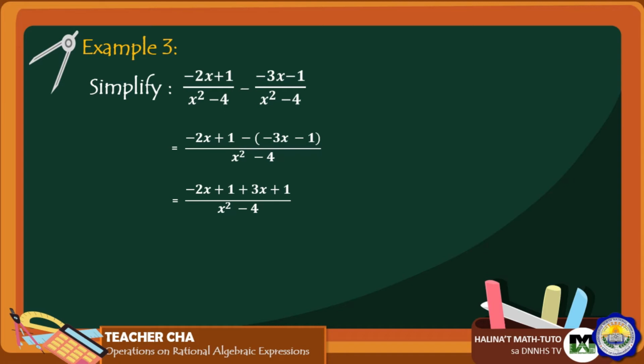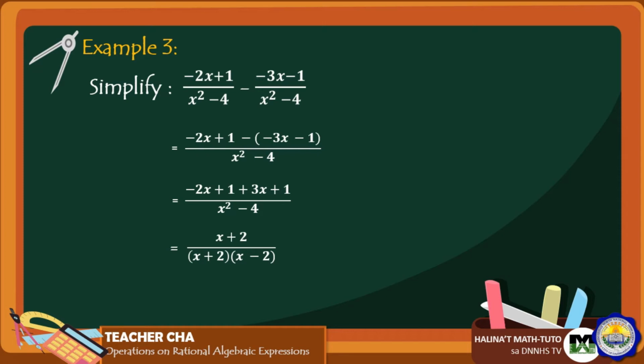So we have now negative 2x plus 1. Then you have negative or minus times the negative, so that will become positive. So that is positive 3x. Then negative times negative 1 is equal to positive 1. And in combining like terms in the numerator, we have negative 2x plus 3x is equal to x. And then 1 plus 1 is equal to 2.